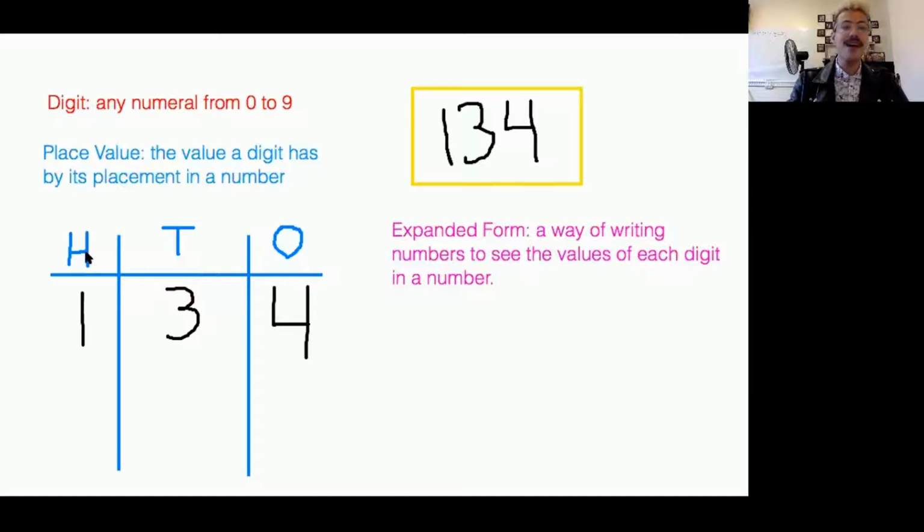And right here, in our hundreds place, we have 1. The digit is 1, but I have 100. So the value is 100. Over here, you can see there's a definition I've also written for expanded form. Expanded form is a way of writing numbers to see the values of each digit in a number. So when I have 134, I can write it as 100 plus 30 plus 4.